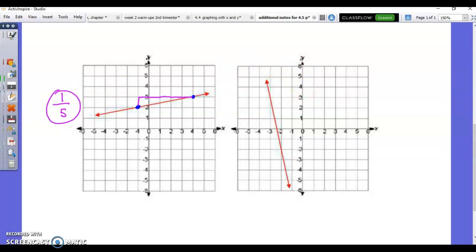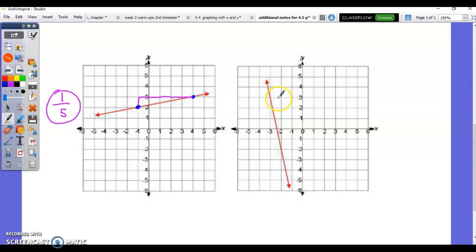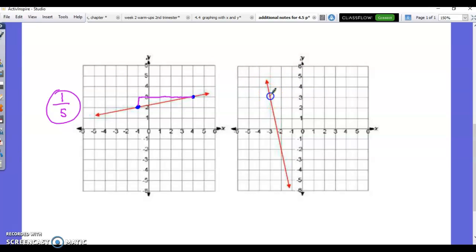Over here, again, identify the known points. So this appears to be 1. And this appears to be 1 right here. So now we have to count our spaces, the top numbers. So we go down 1, 2, 3, 4, 5. So we went down 5. So we're going to indicate that it's a negative. And we go over to the right 1. So negative 5 over 1 is our slope. Or this would also be just negative 5.